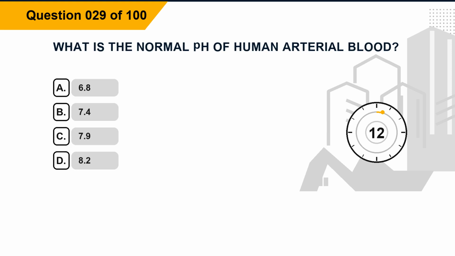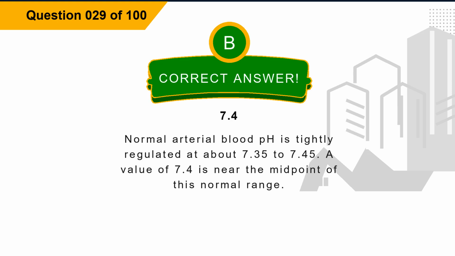Question 29. What is the normal pH of human arterial blood? Option A, 6.8. Option B, 7.4. Option C, 7.9. Option D, 8.2. The correct answer is option B, 7.4.